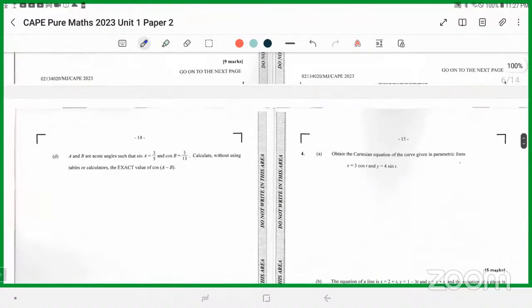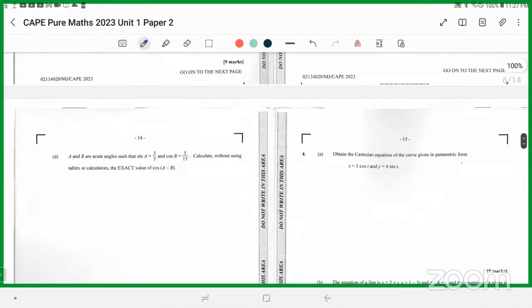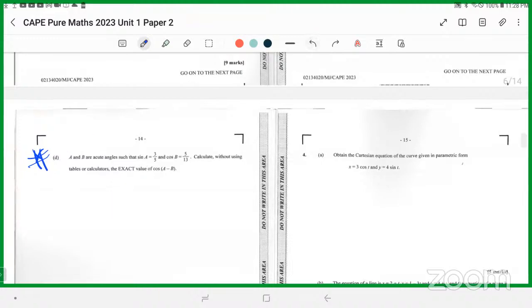You read this one, you don't know what to do. Okay, leave that one. Put an asterisk on it. I'm coming back to you. Move on. Go through the paper and do the questions that you know. Remember that each part is a different question, like part D relates to part C.